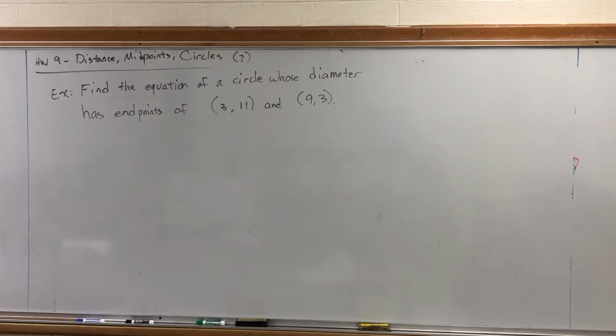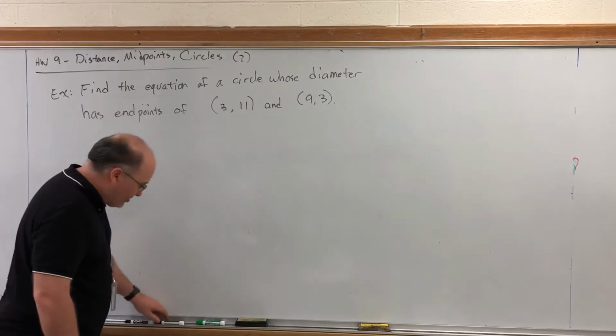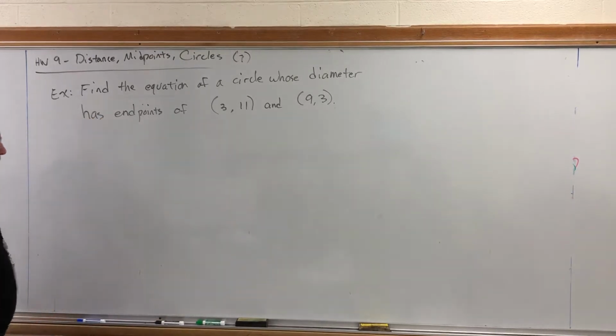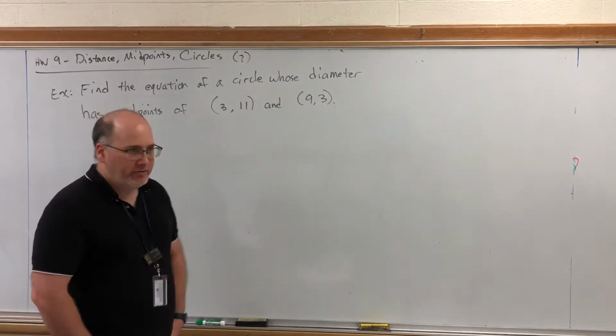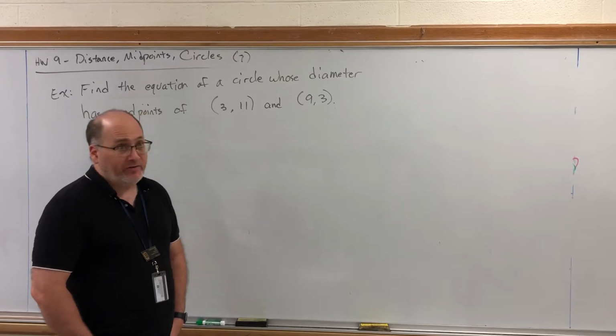Homework 9, Distance, Midpoints, and Circles, Video 7. This will be the final video in this series, and I love this problem. Find the equation of a circle whose diameter has endpoints of (3, 11) and (9, 3). That's all the information we're given.